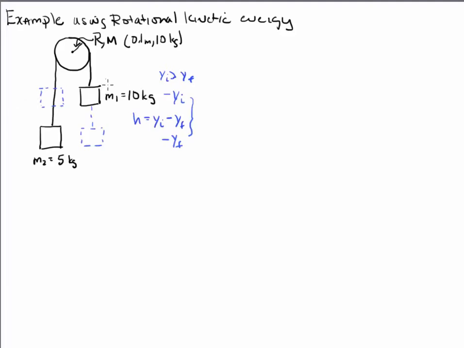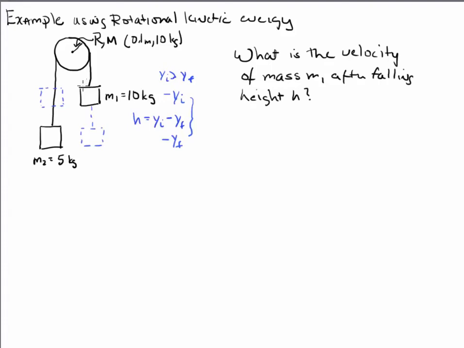Now, after a while, mass 1 falls from its original height to its new height, and of course, mass 2 rises. And we'll denote the original starting point of mass 1 as yi, the ending point as yf, and we'll denote h equal to yi minus yf. What is the velocity of mass m1 after falling height h?